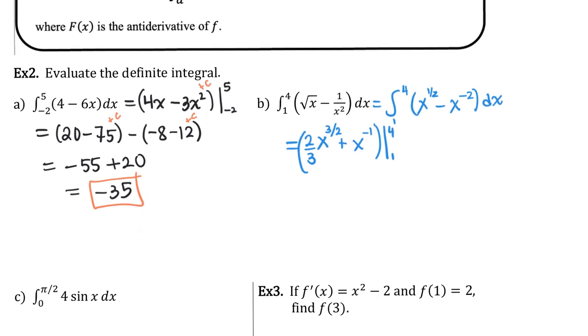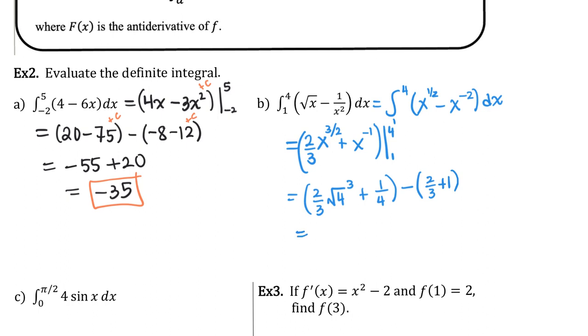Okay, so let's plug in 4. What is this? x to the 3/2, so I'm doing the square root of 4 and then to the 3rd power, plus x to the -1 is 1/x, so make this 1/4. Minus, now let me plug in 1. 2/3, 1 to the 3/2 is just 1, so let me leave it as 2/3. And then 1 to the -1 is 1/x, so 1/1, which is just 1.